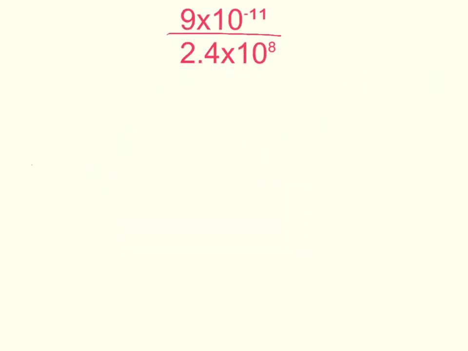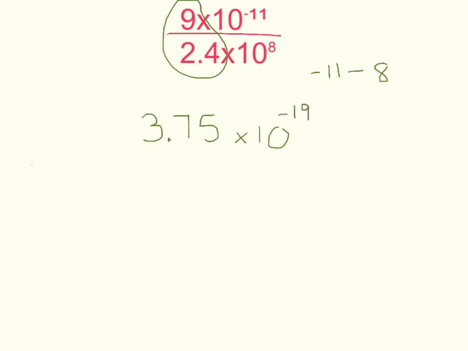Okay, real quick, let's do our last example. So dividing these two numbers in scientific notation, let's divide our coefficients. 9 divided by 2.4 is 3.75, and then times 10 to the power of, what is negative 11 minus 8? If we're subtracting from a negative, it will be a bigger negative. So this ends up being negative 19. And it's already in proper scientific notation. So we're done.